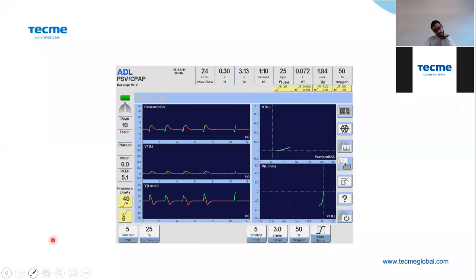Again, here we have all the parameters to be set, okay? In this case, pressure support. It's a pressure. Then here you have the expiratory sensitivity, a percentage of the peak flow in order to change between inspiratory to expiratory, and then all the common parameters: PEEP, sensitivity, oxygen, and rise time, okay?